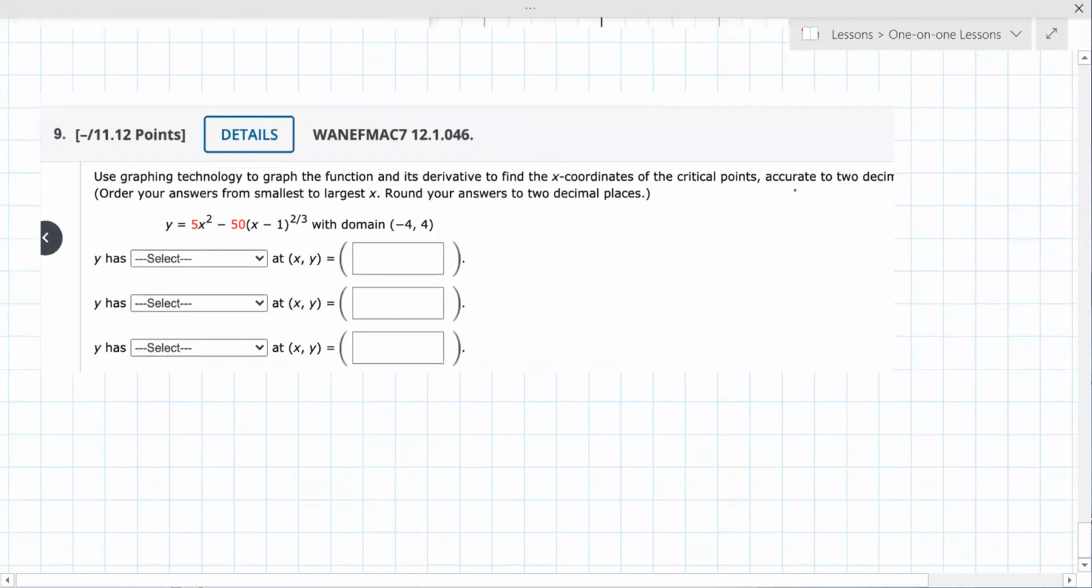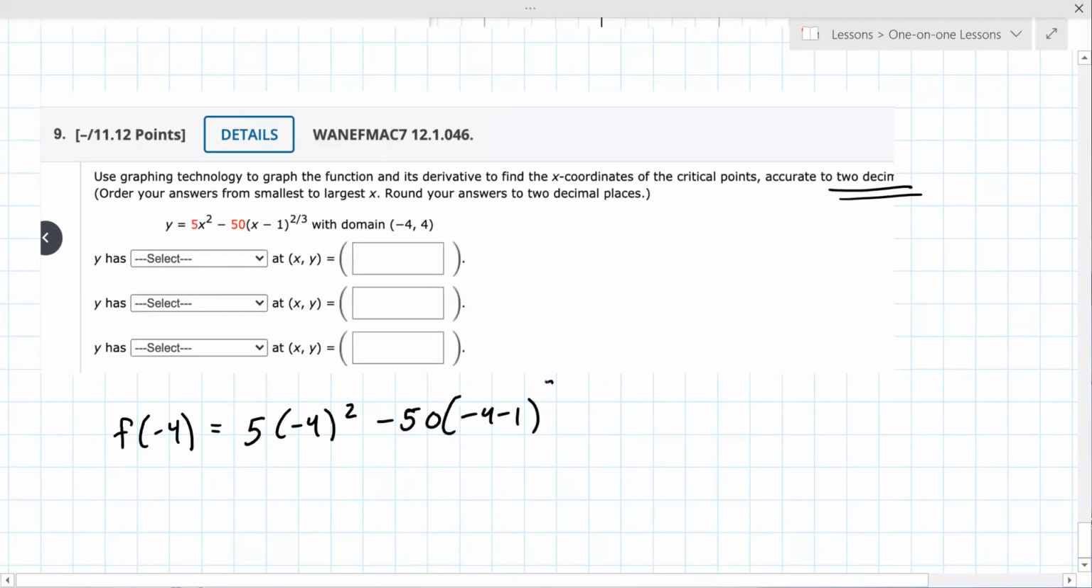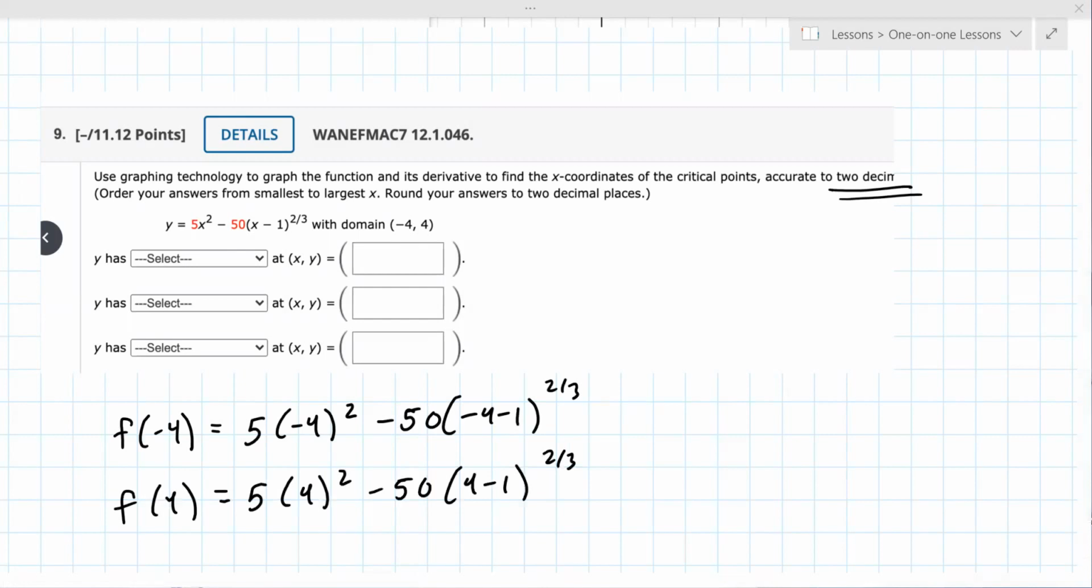This one says to round to two decimal places. So whenever I see that, I know you're going to use your graphing calculator or some technology, but it's the same thing as before. You're going to evaluate at the endpoint. So 5 times minus 4 squared minus 50 times minus 4 minus 1 to the 2/3 power. And then f of 4 equals 5 times 4 squared minus 50 times 4 minus 1 to the 2/3 power. I'm going to graph this one again because it's useful for understanding what this thing looks like.